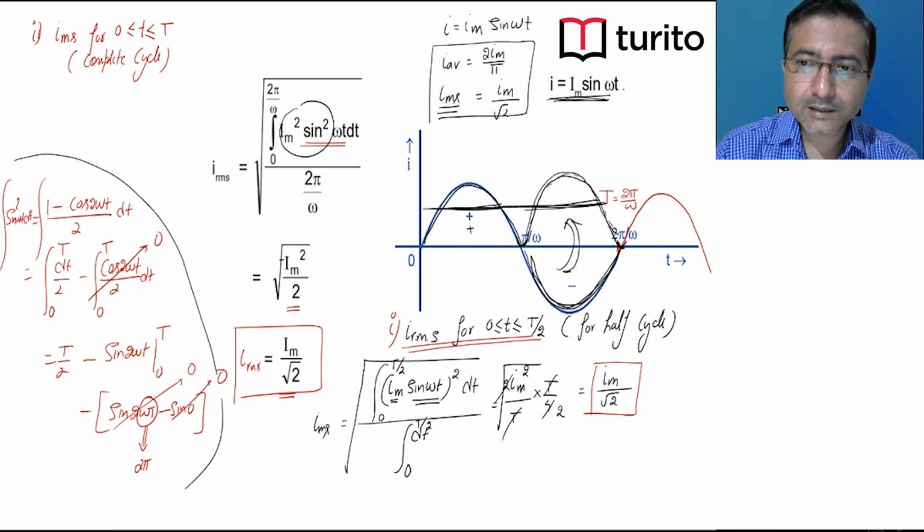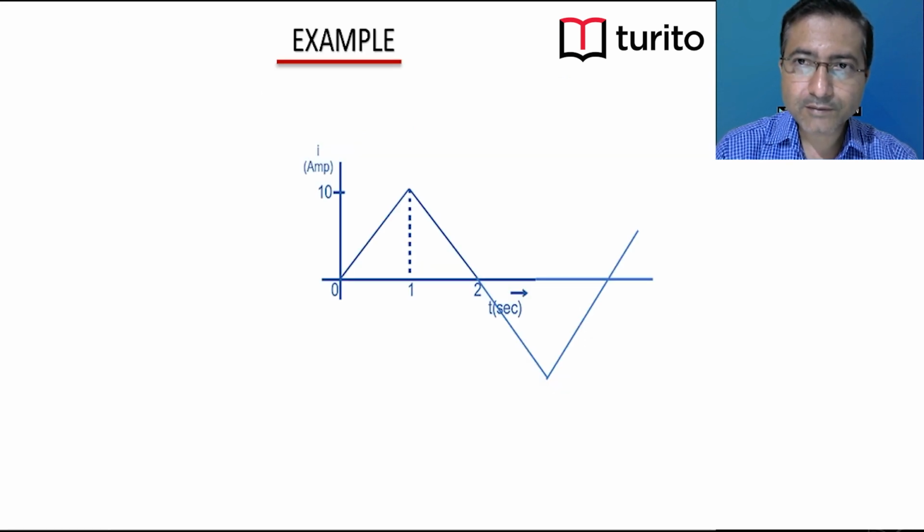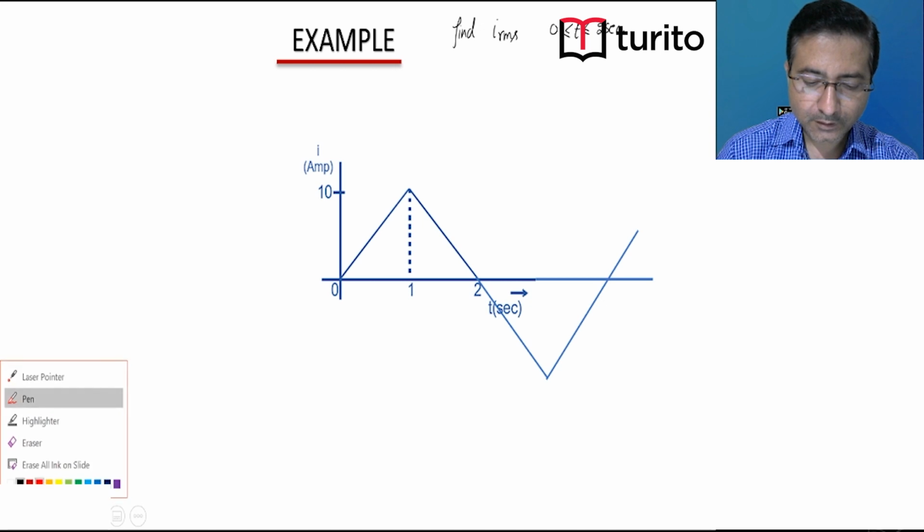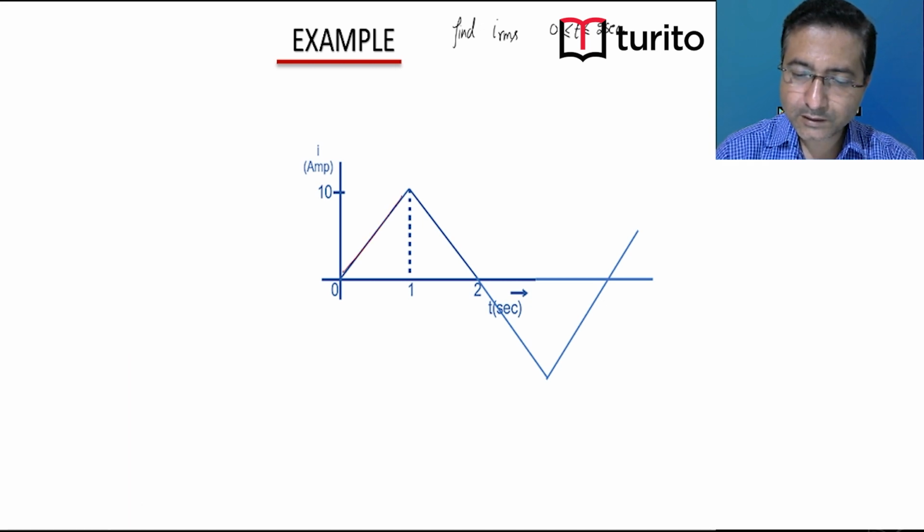Now let's see one example. I have taken the same function just to make you understand. I have taken a triangular waveform and I am asking what is the RMS value. The question is: find IRMS for 0 to 2 seconds. As you can see, there are two different functions. One is this one.